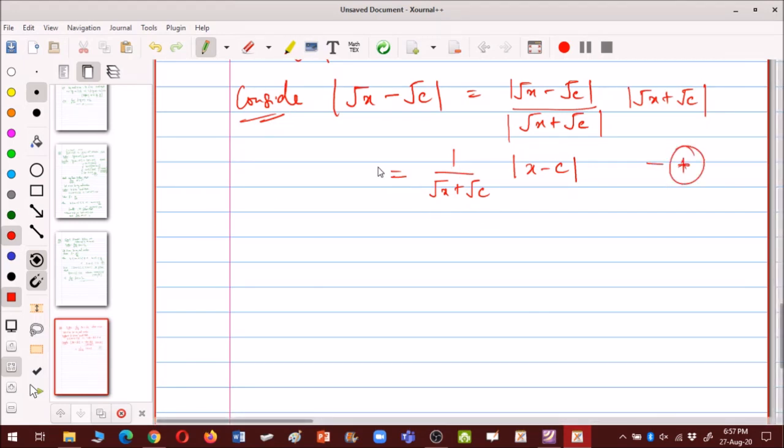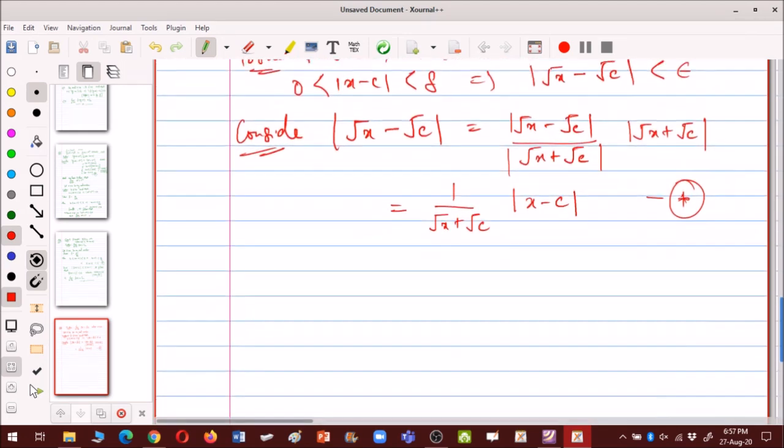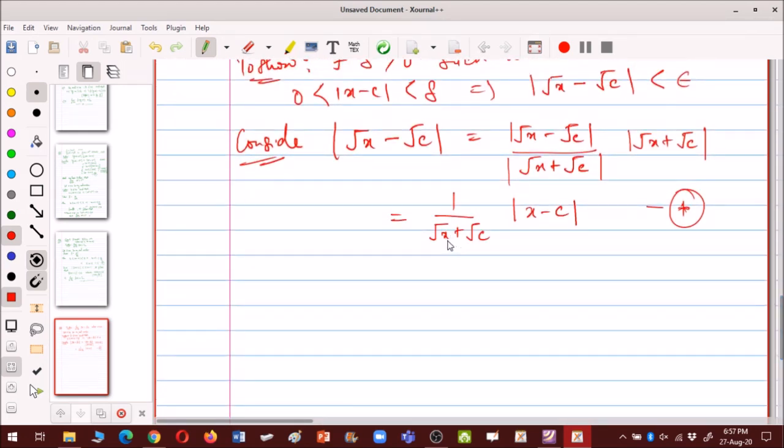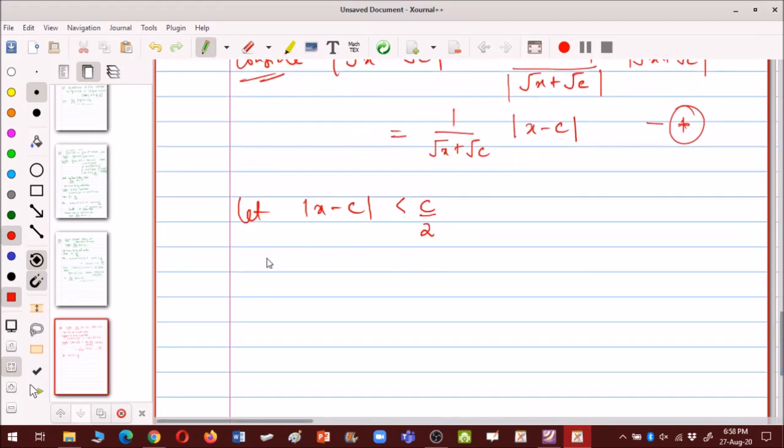So I will have to take some bound on x minus c, and since our x is in the denominator, let |x minus c| be less than c by 2. Because x is in the denominator, we cannot take any positive real number at this place. We have to take something smaller than c, so I am taking c by 2. Then minus c by 2 is less than x minus c is less than c by 2. Adding c to all the sides, we get c by 2 is less than x is less than 3c by 2. So I will use this inequality.